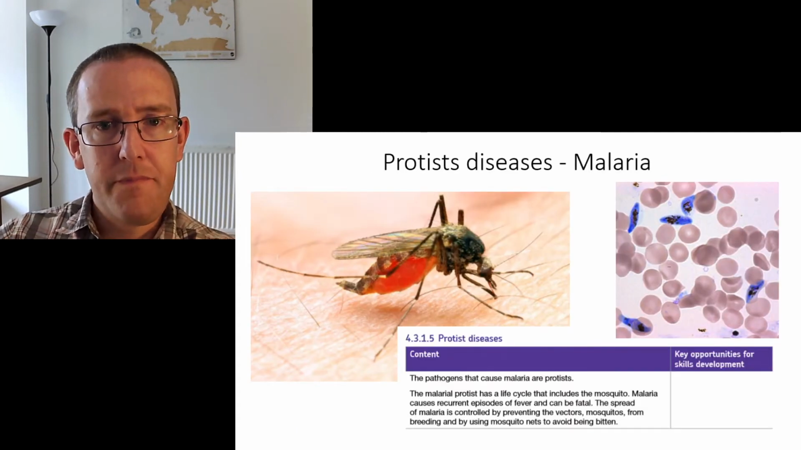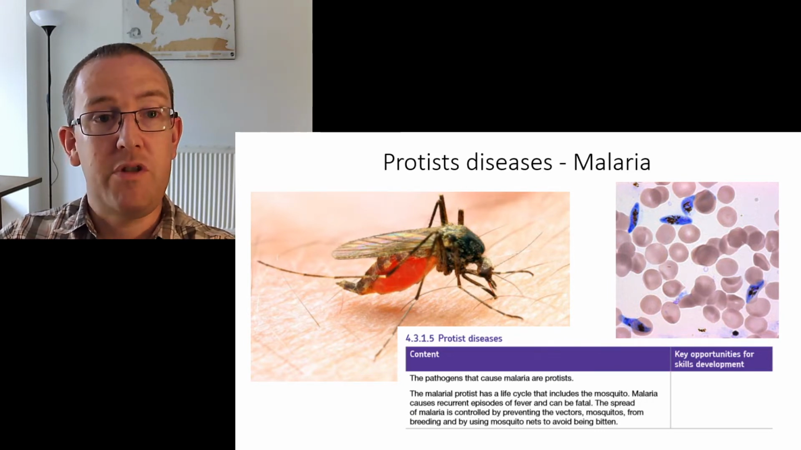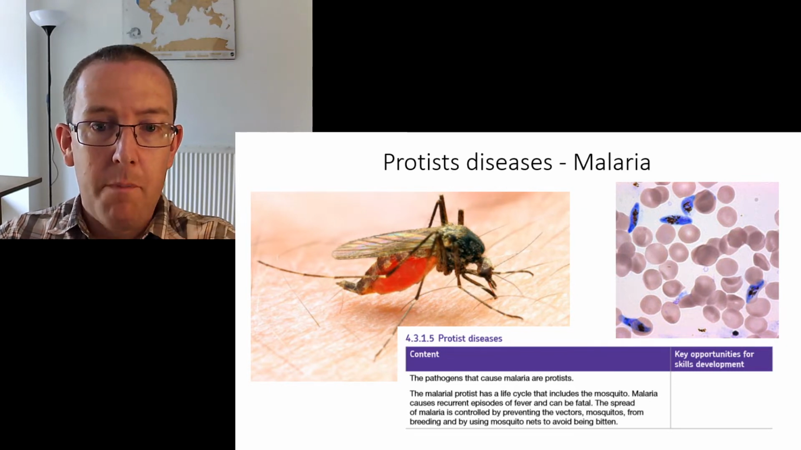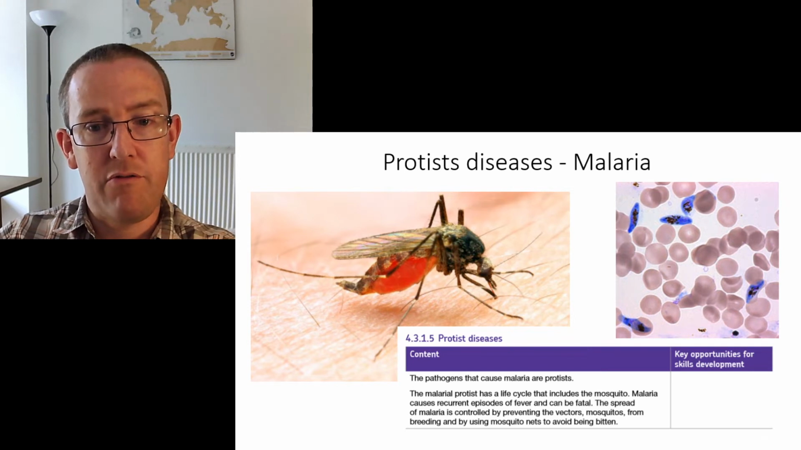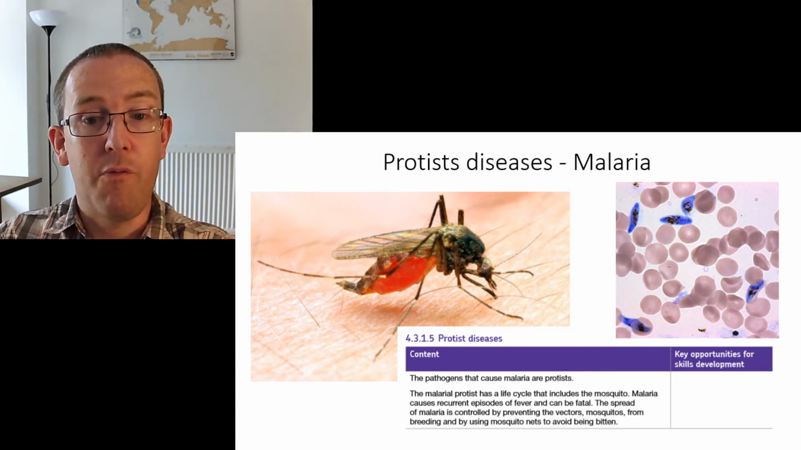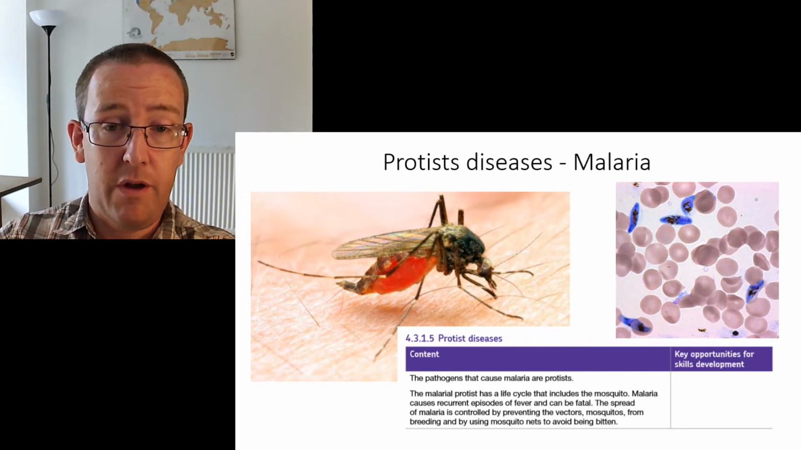So it's a disease caused by a protist. There's your syllabus. It says the malarial protist has a life cycle that includes the mosquito. So the mosquito is integral to its life cycle. Malaria causes recurrent episodes of fever and can be fatal. Spread of malaria is controlled by preventing the vectors, mosquitoes, from breeding and using mosquito nets to avoid being bitten. There are various other things you can do as well as we go along.